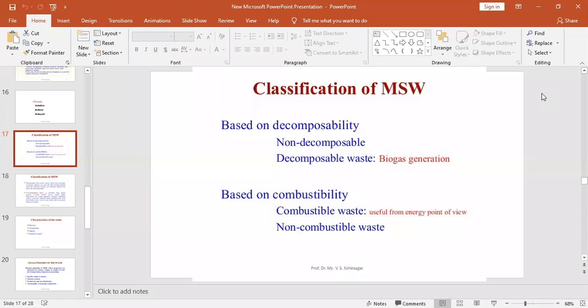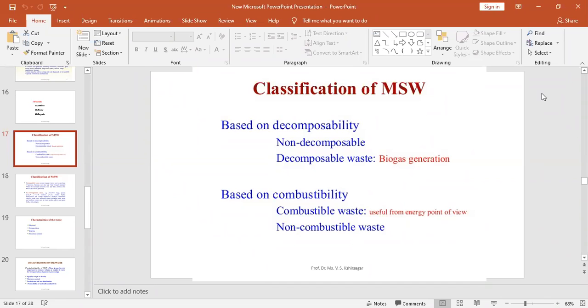In that case, if it is the combustible type, you can burn it. Okay, so a volume reduction of up to 90% is possible after the combustion. So 10 kg will convert into 1 kg, is it?